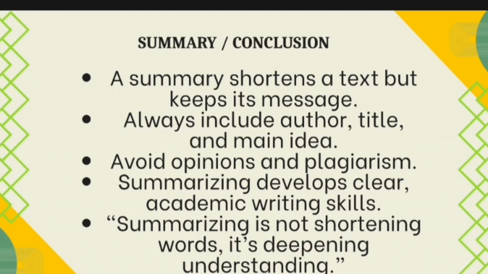The don'ts remind us not to copy directly from the text, to avoid plagiarism, and not to include personal opinions or too many examples. The summary or conclusion explains that a summary should be shorter but must keep the main message. It should include the author, title, and main idea while avoiding opinions and plagiarism. Summarizing helps develop clear and academic writing skills. To sum it up, summarizing is not shortening words, it's deepening understanding.